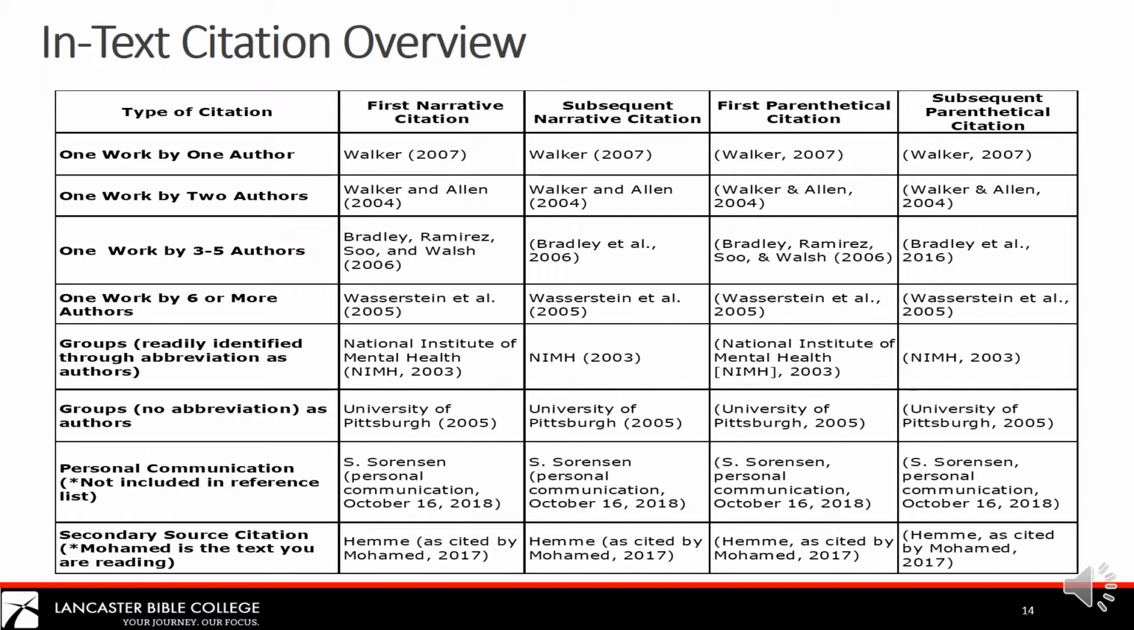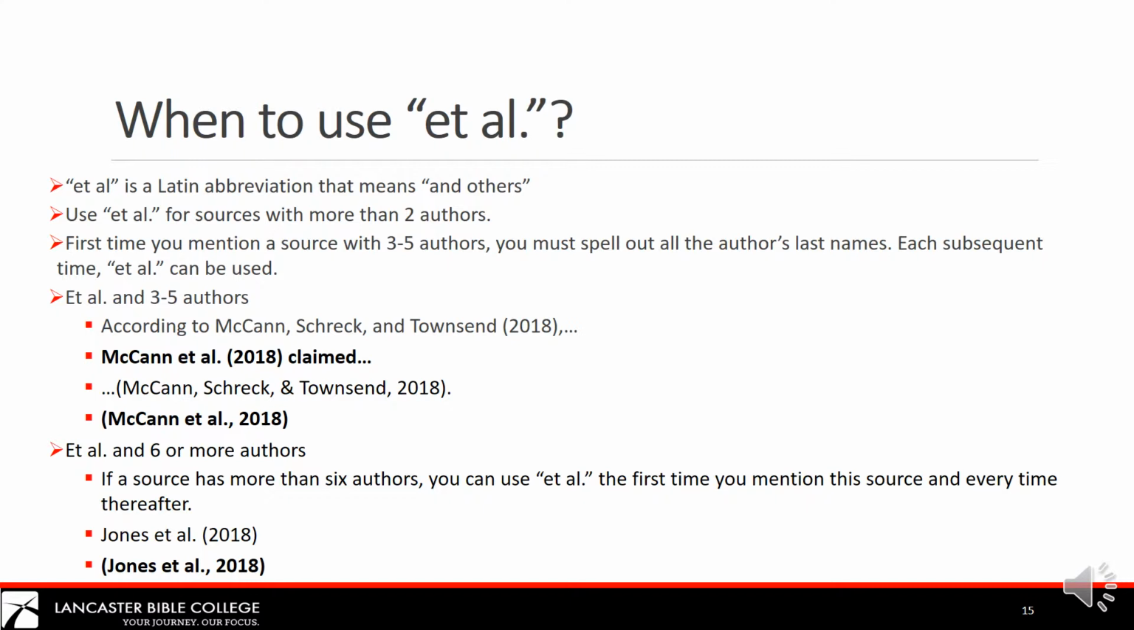Of course, there are numerous ways to do in-text citations. This slide provides several ways you can do an in-text citation with 1 or 2 authors, more than 3 authors, or other forms. Now, you may have seen or heard et al., which can be confusing of when and how to use it. Et al. is a Latin abbreviation that means and others. It's a simple way of stating there are more authors who contributed to the work, but not all names are listed in the in-text citation.